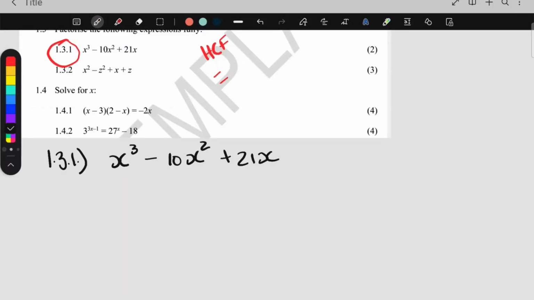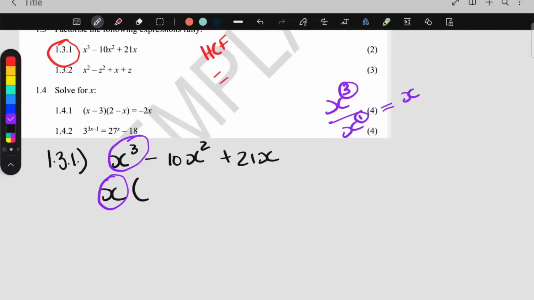So the first question is there a highest common factor? And there is. There's an x, there's an x, and there's an x. So I'm going to take out the x with the lowest power, which is just x. It's this one over here. And then inside the bracket, I'm going to have what's x cubed over x. So like this in your mind, eh? And the answer is 3 minus 1 is 2. So it's x squared.